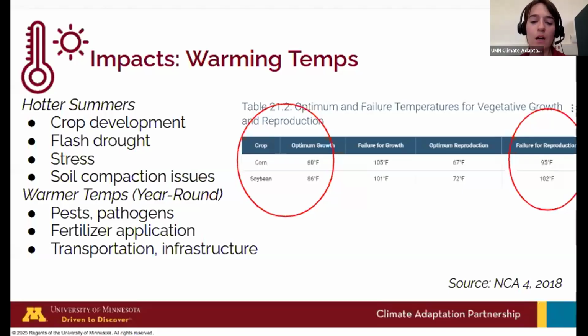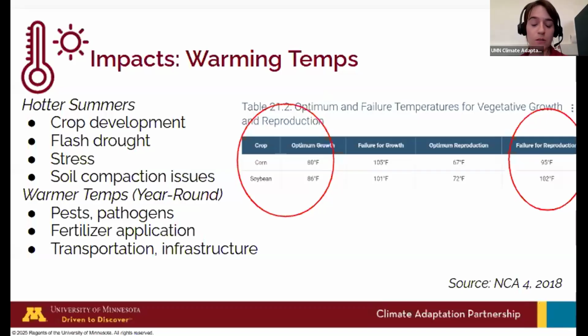This is looking at the optimum and failure temperatures for vegetative growth and reproduction in corn and soybeans. So I've called them out just to make it a little bit easier to read. In corn, we see that the optimum growth is around 80 degrees, but that failure for reproduction can occur at around 95 degrees. In terms of soybean, optimum growth is at 86 degrees Fahrenheit, and failure for reproduction happens at 102 degrees Fahrenheit.